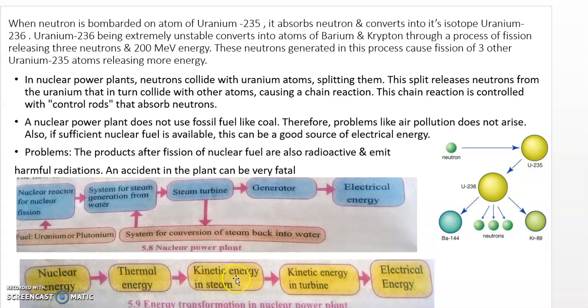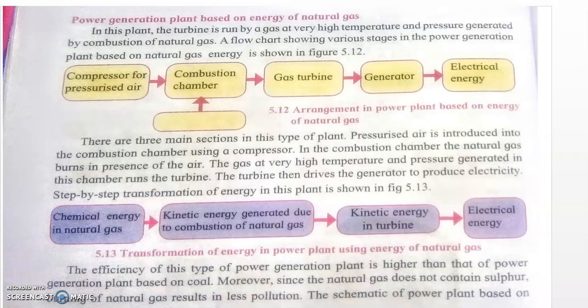So that kinetic energy rotates the turbine. Anything in motion, that is rotation, in the turbine is called kinetic energy, and then it produces electrical energy.